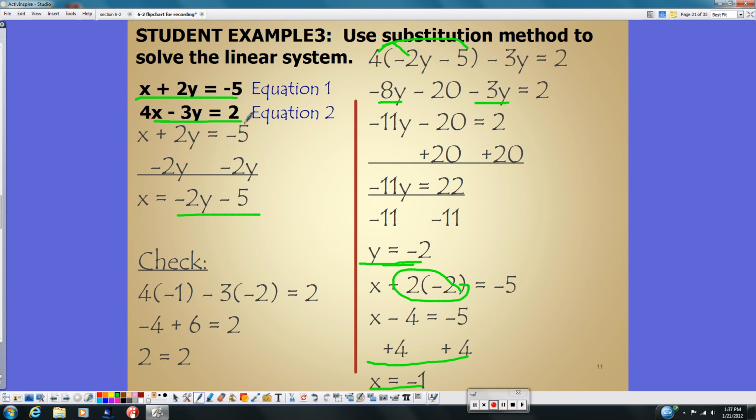Checked it using the second equation. 4 times a negative 1 minus 3 times a negative 2, and we're checking to see does that equal 2. So negative 4 plus 6 equals 2, 2 equals 2, so it checks.